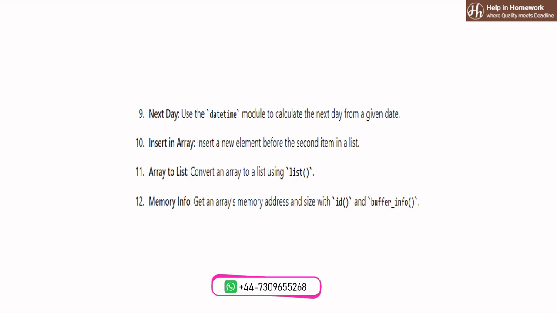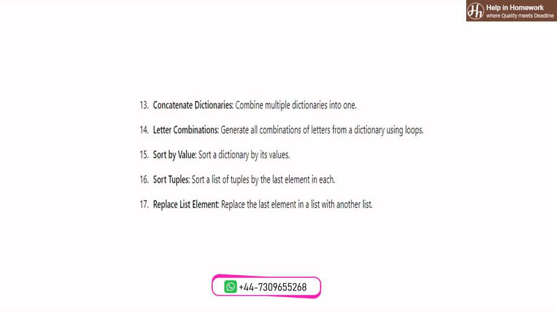Step 11. Array to list. Convert an array to a list using list. Step 12. Memory info. Get an array's memory address and size with id and buffer_info. Step 13. Concatenate dictionaries. Combine multiple dictionaries into one. Step 14. Letter combinations. Generate all combinations of letters from a dictionary using loops.